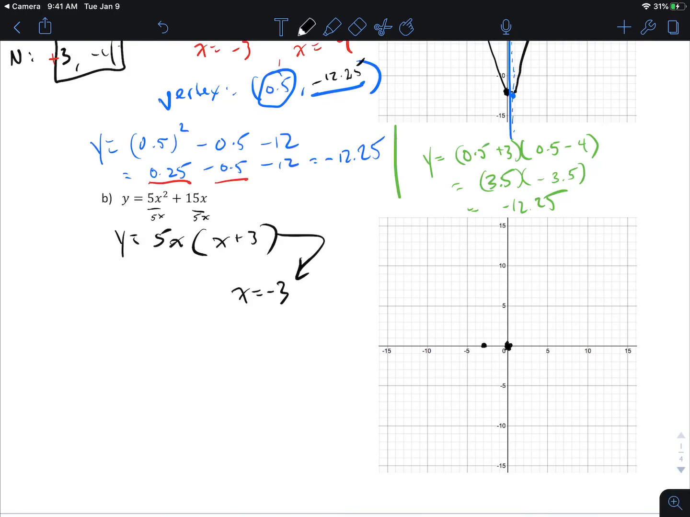I'll do that in a different color. See it. All right. That's one of your roots, right?